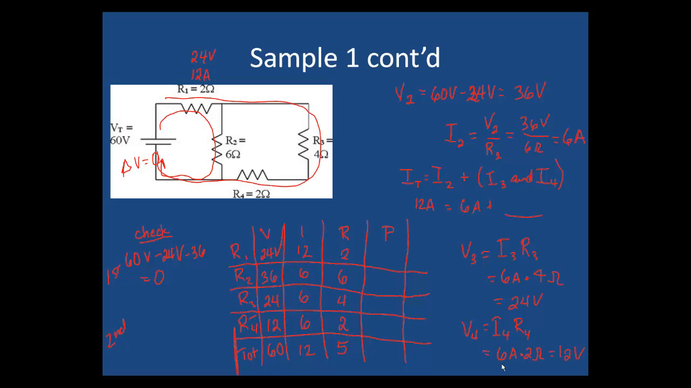Now we're also going to check the other loop. The second loop is that long big loop. It goes out of the battery, it goes through R1, it goes through R3, it goes through R4 before it comes back to the battery. Now I know the battery added 60 volts, so I have 60 volts minus 24 volts, that's R1, minus 24 volts, that's R3, minus 12 volts, which is R4. 60 minus 24 minus 24 minus 12 is again equal to 0. Hope this helped. And again, go back through it if it was a little bit sketchy for you.